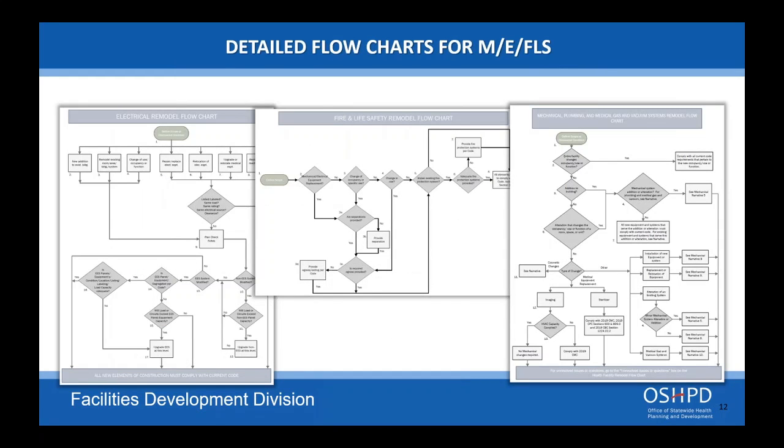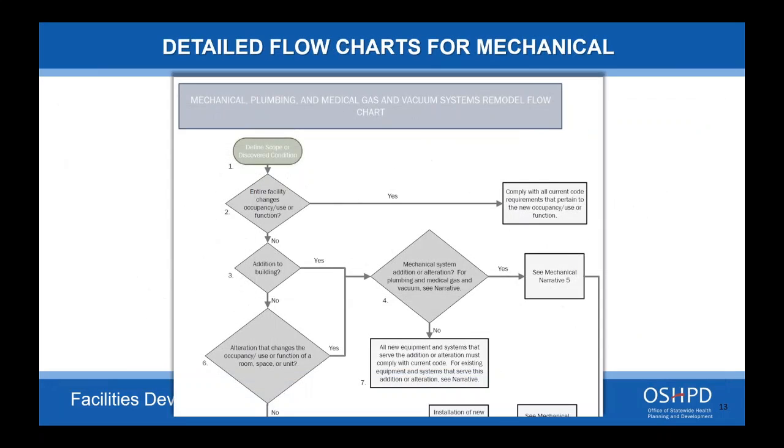So let's look at some flow charts. The Remodel CAN is kind of known as the flow chart CAN. And we won't go into detail on all of these, but I do want to highlight some points in each of these. So the first thing we're going to look at is the mechanical flow chart. The mechanical flow chart is basically going to ask you a specific set of questions if you're changing the use or occupancy here, and if you are, you need to comply with current code.